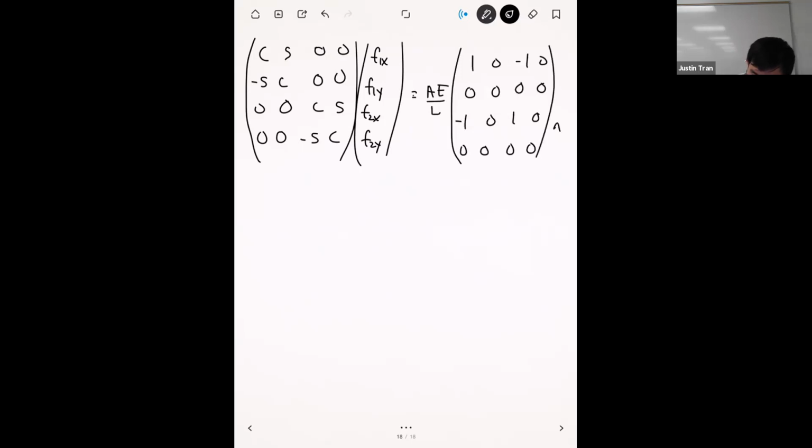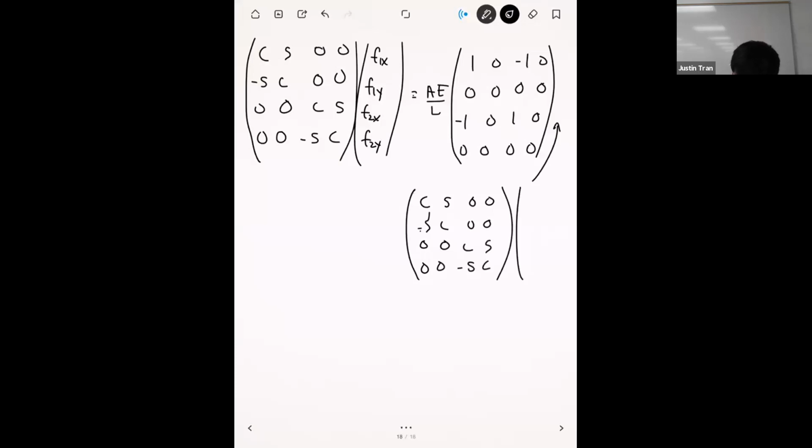And then next to this, we're going to plug in our expression for the U hats. So this is going to be C, S, 0, 0, minus S, C, 0, 0, 0, 0, 0, 0, C, S, minus S, C, and then U1X, U1Y, U2X, U2Y. So a lot of matrices in there.